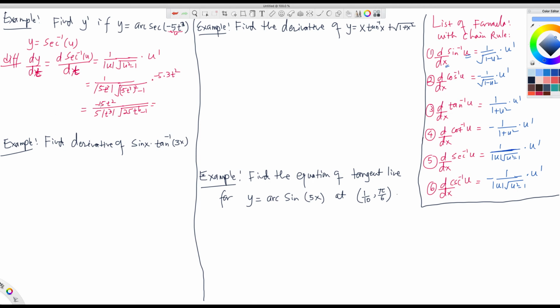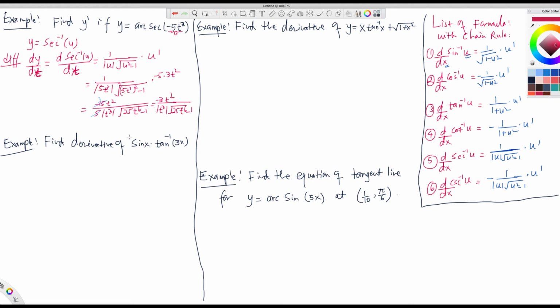So the very final answer will be, basically divide this 15 by 5, which is 3, right? So your final answer for this problem will be negative 3t squared divided by the absolute value of t cubed, and then under the root 25t to the 6 minus 1. That is the final answer.